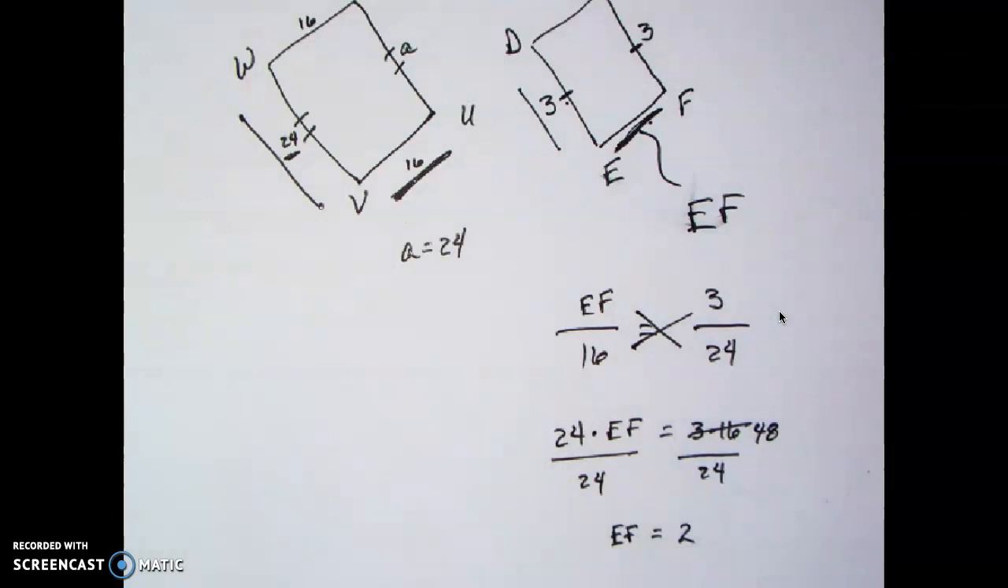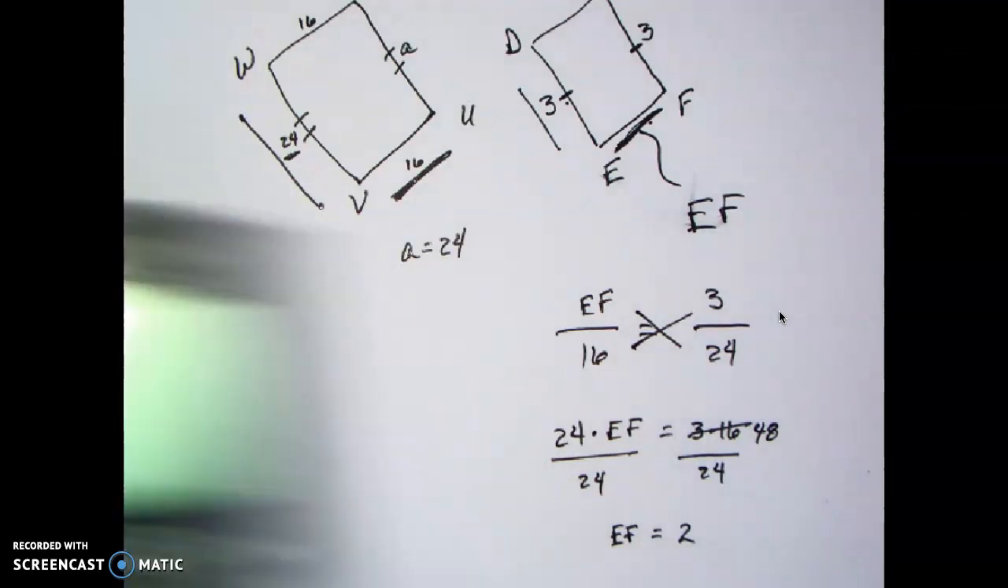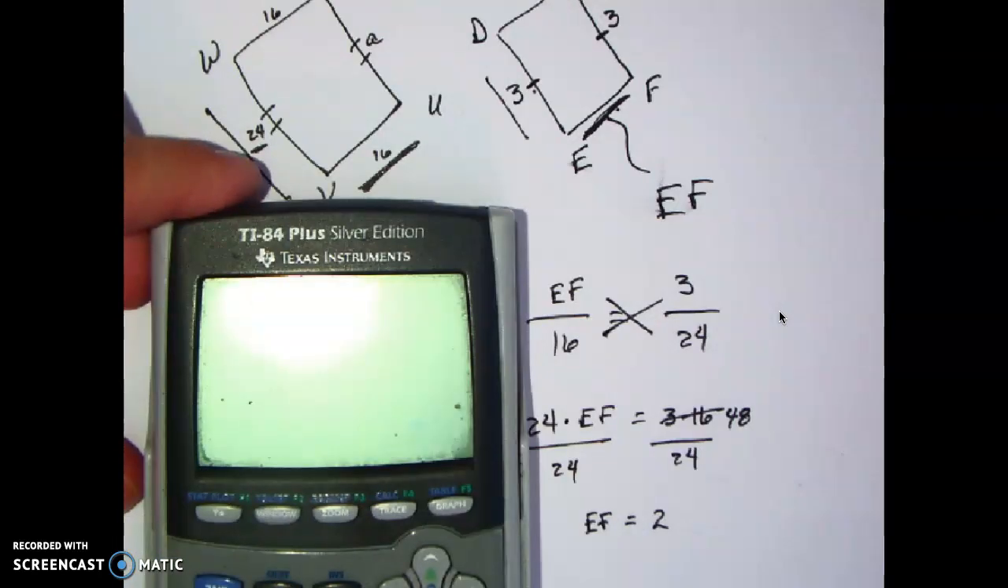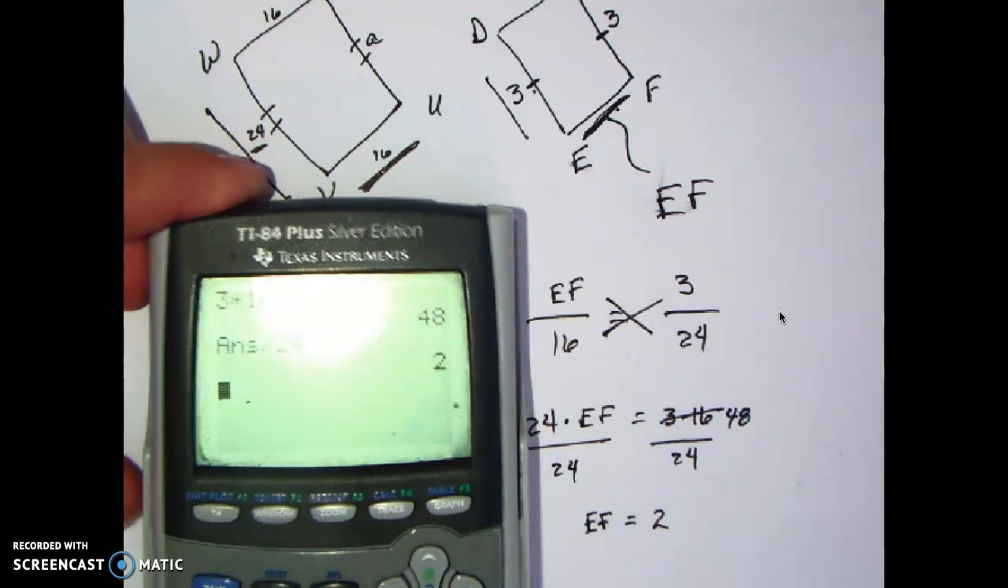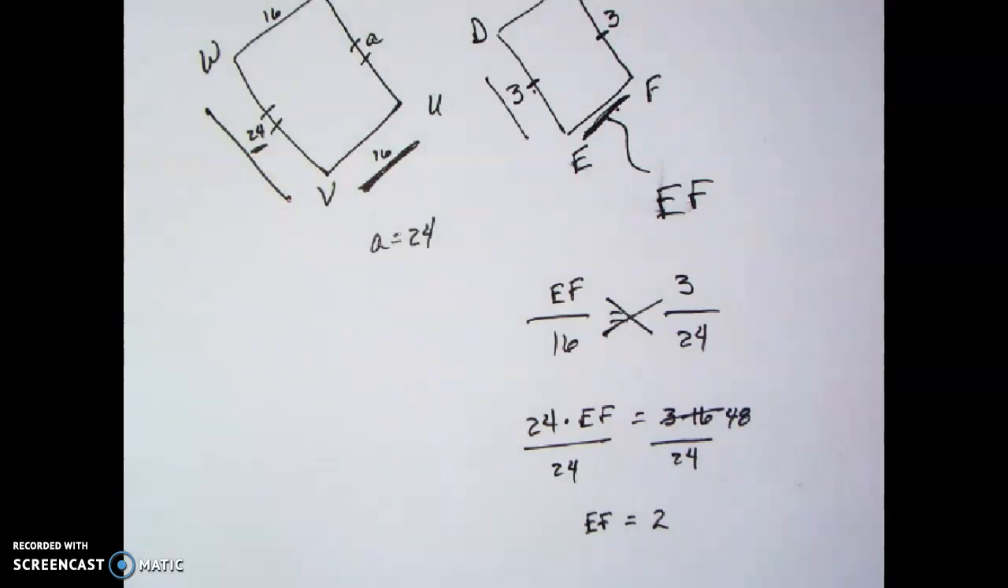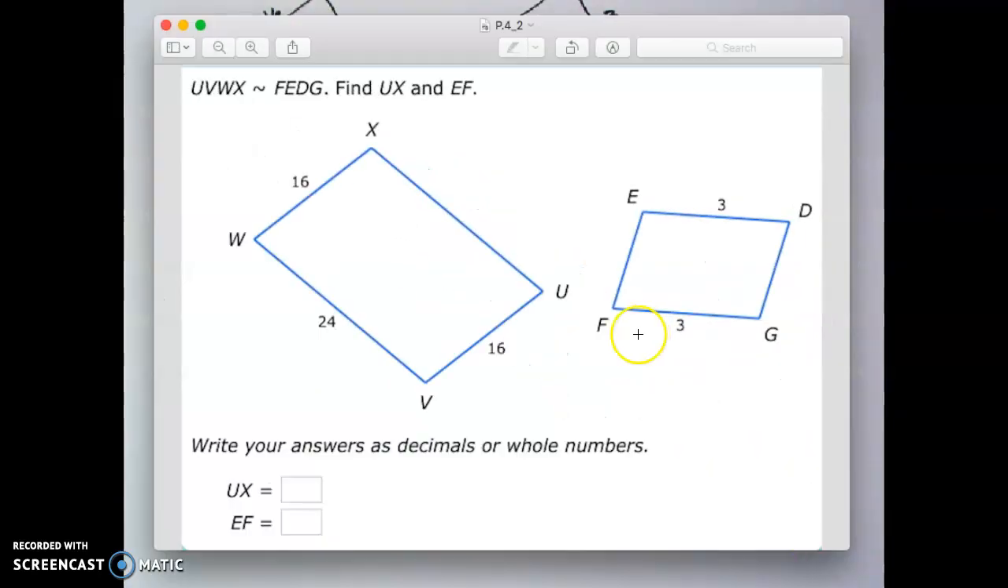We could also use our handy dandy calculator on that part. So if I take 3 times 16 divided by 24, we find that EF is 2. So then for each of those, we found that UX was 24 and EF is 2.